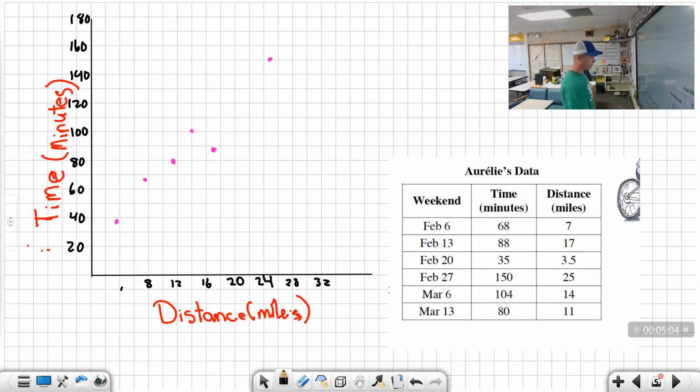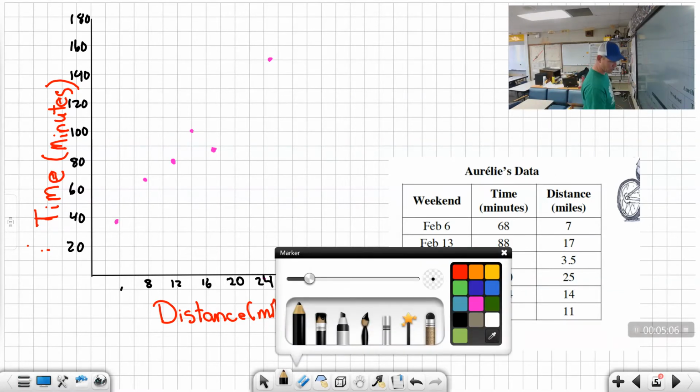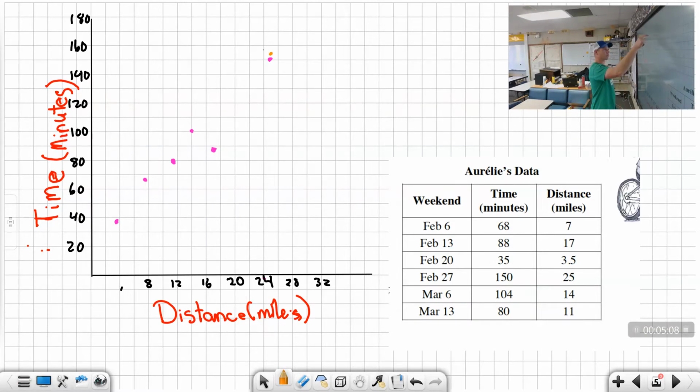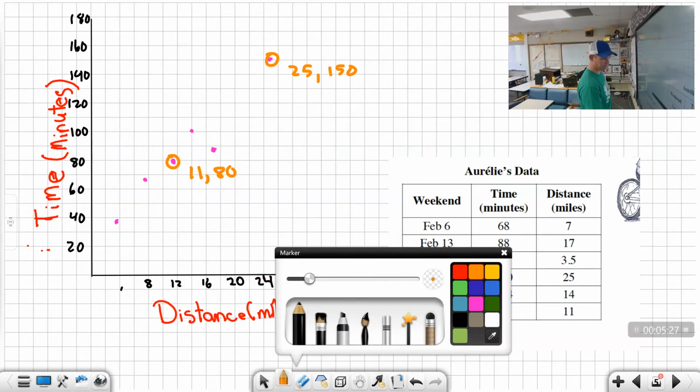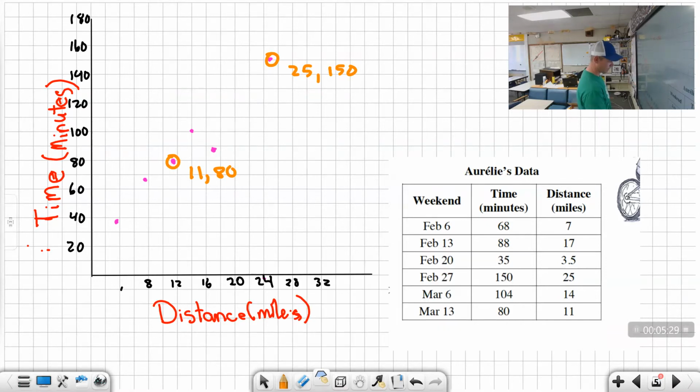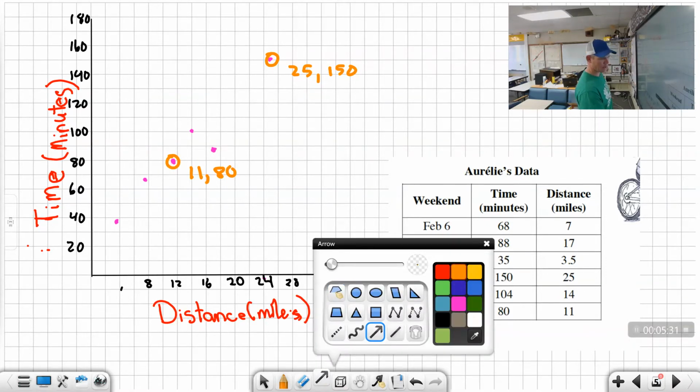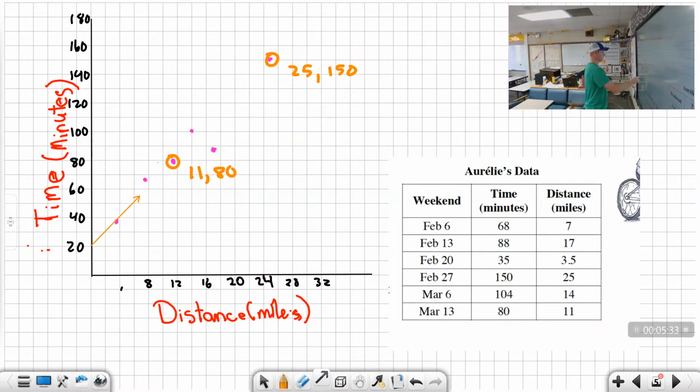Now, you need a straight line maker, and I want you to please circle this coordinate and this coordinate, okay? This is coordinate 25, 150, and this is the coordinate 11, 80. Circle those two coordinates, okay? And let's go ahead and draw a line of best fit.